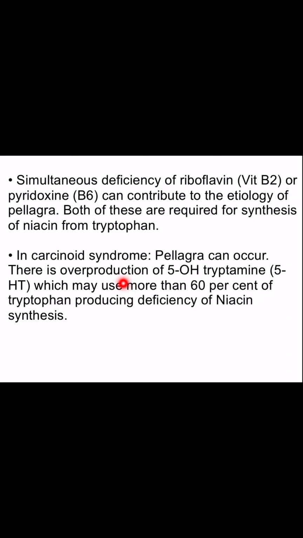Okay, in carcinoid syndrome, what is happening? There is overproduction of 5-OH tryptamine, that is 5-HT, you call that, which may use more than 60% of tryptophan. So if 60% of tryptophan is already used, you have less tryptophan to make niacin. So this may also cause pellagra-like symptoms.